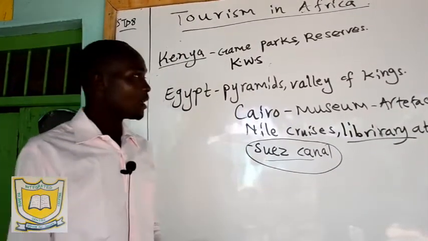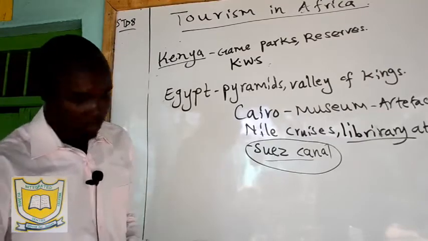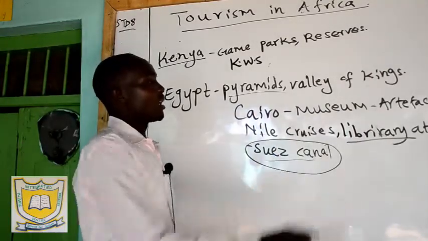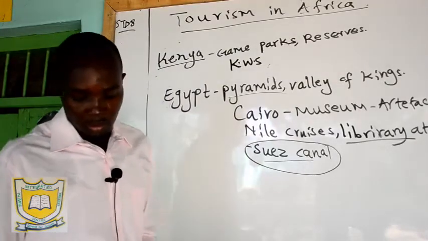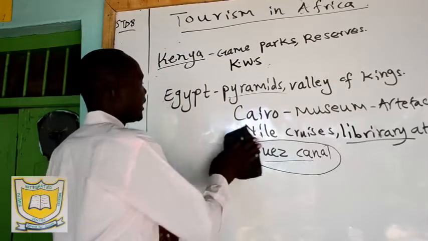It's also another example, but we shall finish with that. The major ones are the pyramids. Those are one of the major tourist attractions in Egypt. Then we are going also to look at Zimbabwe.